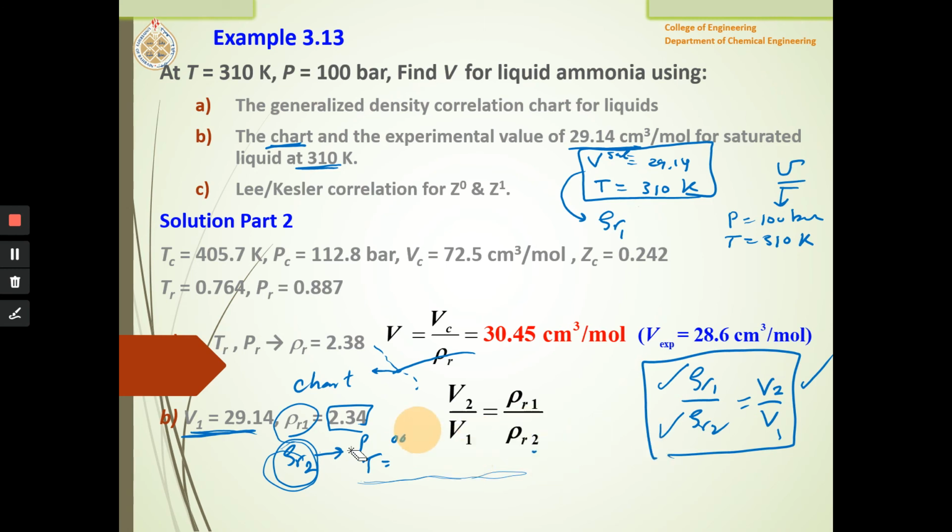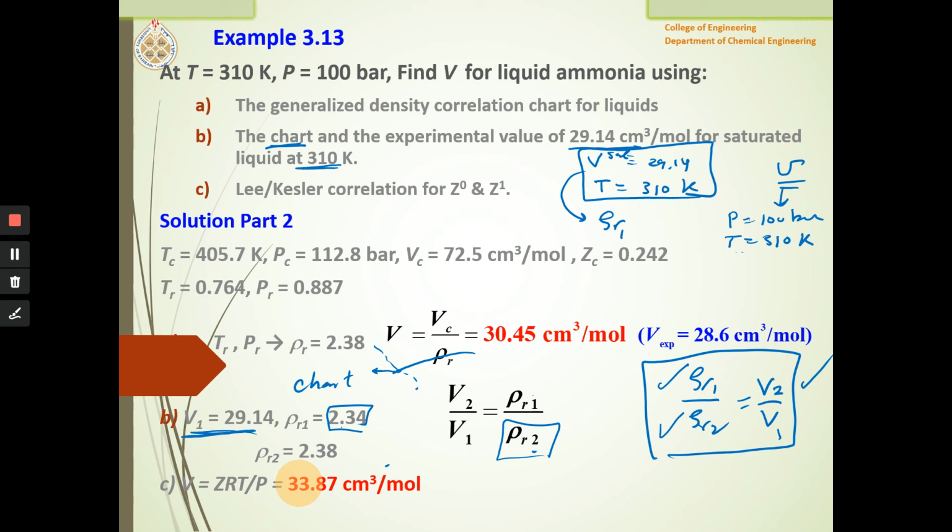Let me just show you once again. Rho R1, we got it from the chart as 2.34. Rho R2 is 2.38. How is this? At the PR and TR, since P and T are given. So in this case, all we have to do is just to substitute. How to substitute? I got rho R1 as 2.34. I got rho R2 as 2.38.